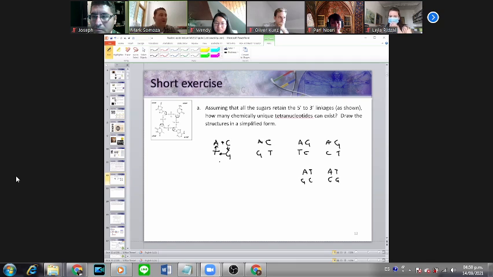Yeah, so these are all chemically distinct structures because this represents a chemical bond that has a directionality. It's not just like a carbon-carbon bond. You can flip it around and it's still a carbon-carbon bond. But because these molecules have a structure, it's shown here.